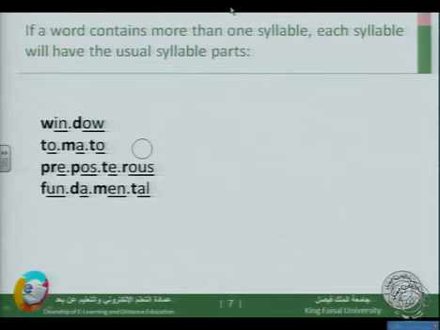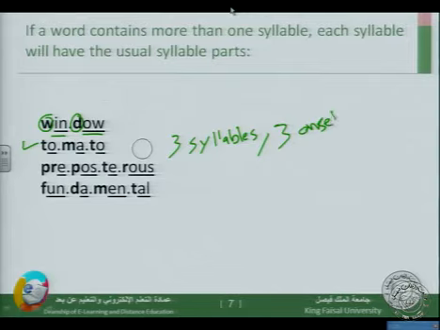Notice in this word, for example, window, it has two syllables. How many onsets? We said W and D. Where is the rhyme? The rhyme is the rest. The underlined sounds are the rhyme. It comes after the onset. How many rhymes do we have here in tomato? We have, first of all, three syllables, and three onsets, and three rhymes.